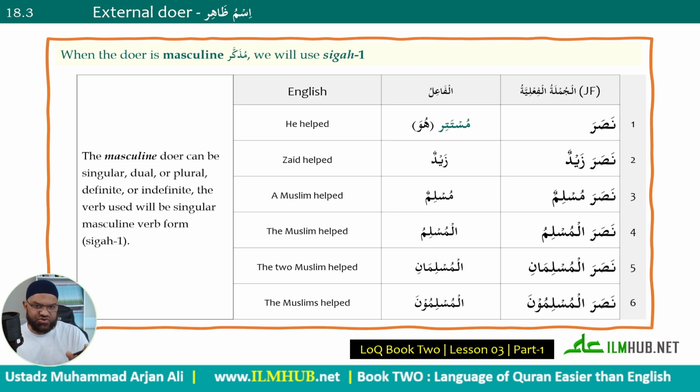I hope these illustrated examples really highlight the point that it does not matter whether it's definite or indefinite, singular, dual, or plural. You'll only use Sighah number 1. Only Sighah number 1 can have an external doer coming after, masculine. Only Sighah number 4 can have a feminine doer coming after. That is the general rule. I will do all the variations shortly, inshallah, don't worry. But it's important that you understand this point, otherwise you will get confused. So that is the illustration, inshallah ta'ala, of how verbal sentences work.